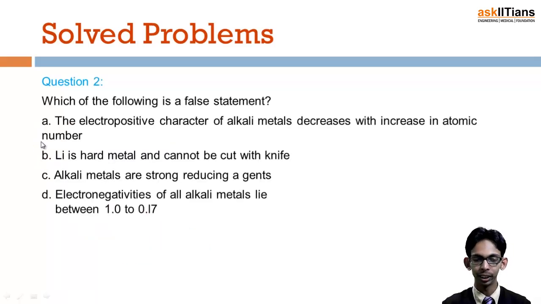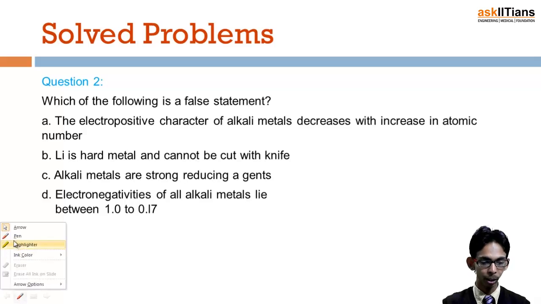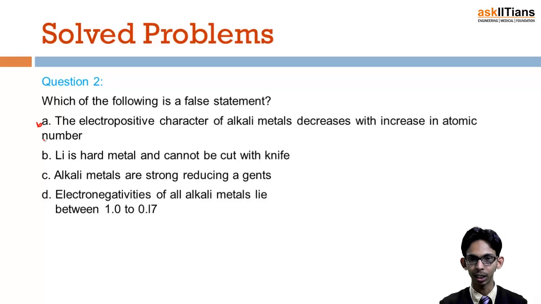ionization potential. Next is, which of the following is a false statement? The first statement is the electropositive character of alkali metals decreases with increase in atomic number, which is actually incorrect. We know all the alkali metals are electropositive, due to their large size they easily release electrons, and the size further increases down the group. That means the electropositivity further increases down the group, it does not decrease. So the incorrect option is, yes, A. So here it is the correct option.